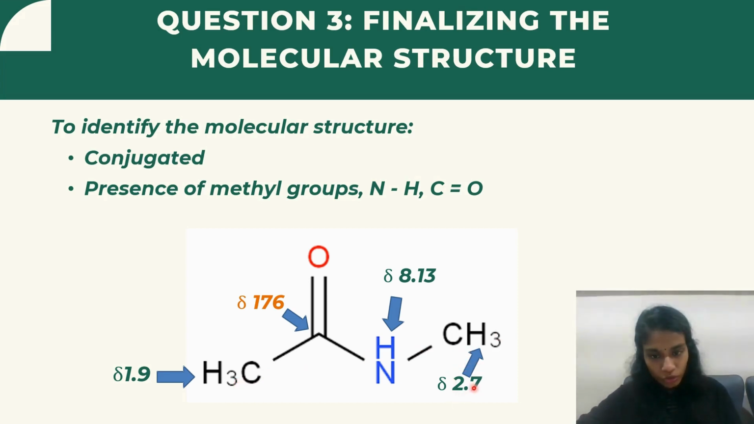As I said in the HNMR, this methyl group at 2.7 will be attached to another atom which is not C. So as I said, it was attached to the N. Here the CH3 is 1.9, as I said, in the corner. This methyl group is downfield, deshielded, compared to this CH3 due to the presence of the N. The same goes for the H, which is a singlet, directly attached to the nitrogen, which is a trivalent atom. That is why its chemical shift value is 8.13.